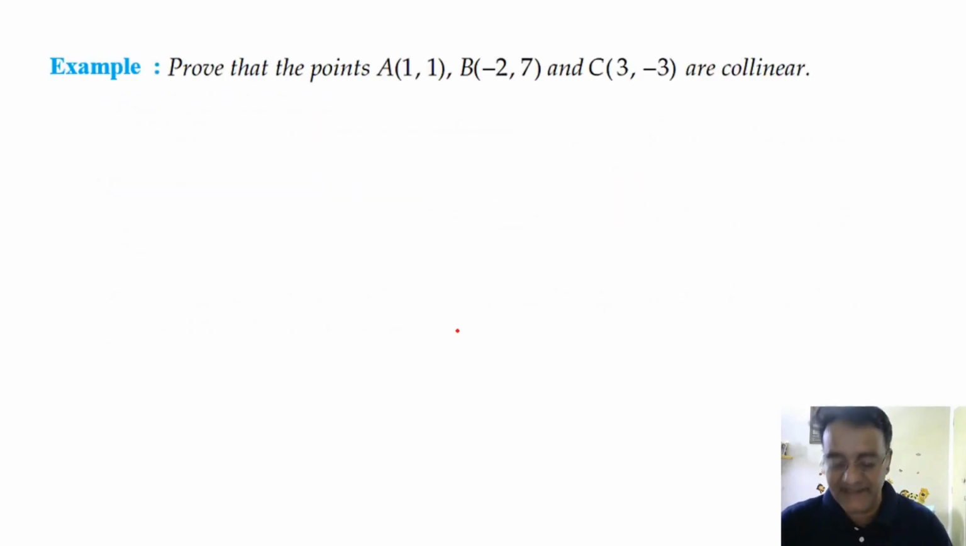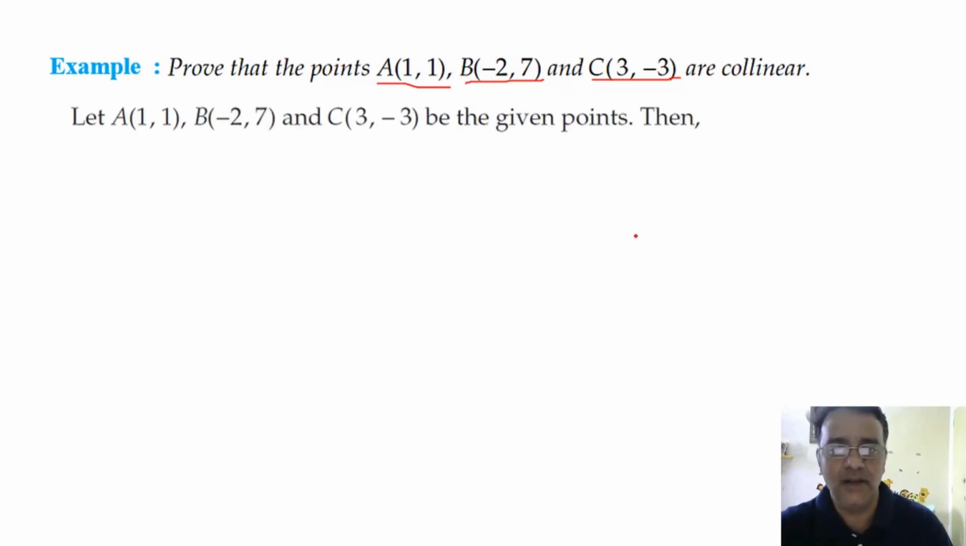So let us see one example. Three points are given A, B, C. So we have to find three distances: AB, BC and AC. Okay, first we will find AB. So how will you find? Square root of -2 minus 1 whole square plus 7 minus 6 whole square.